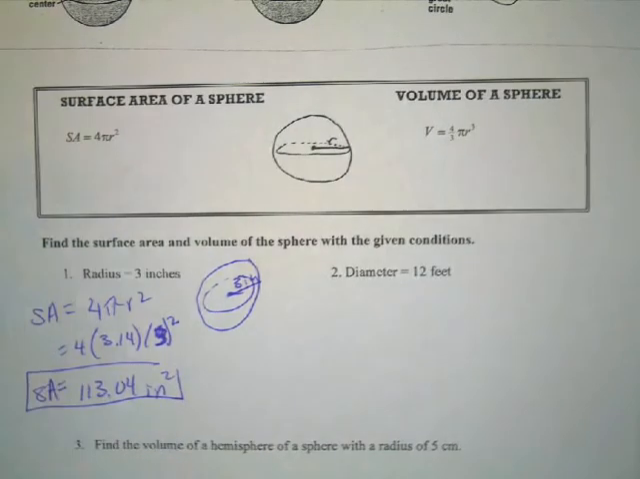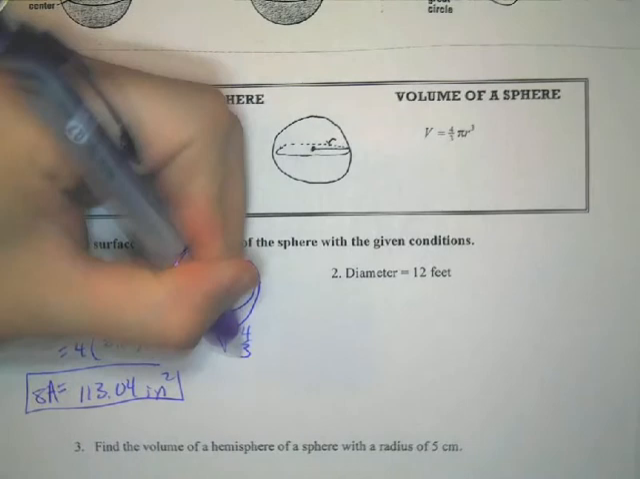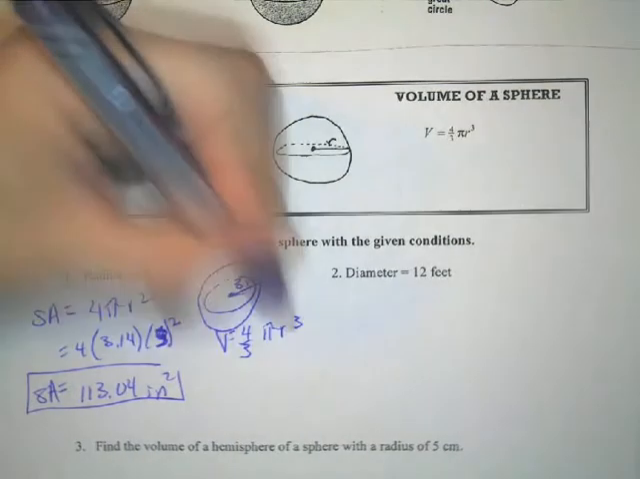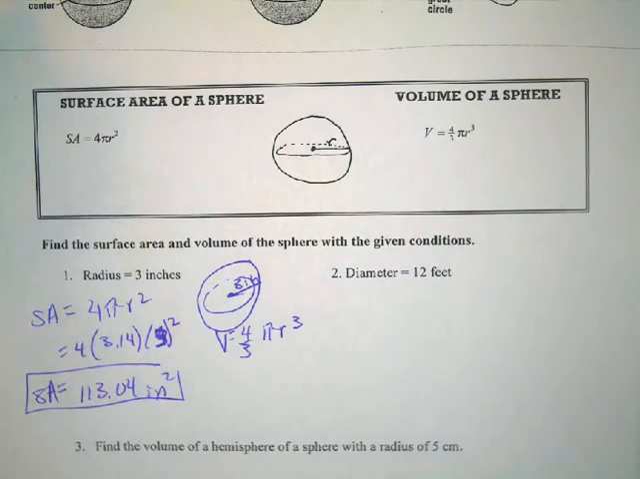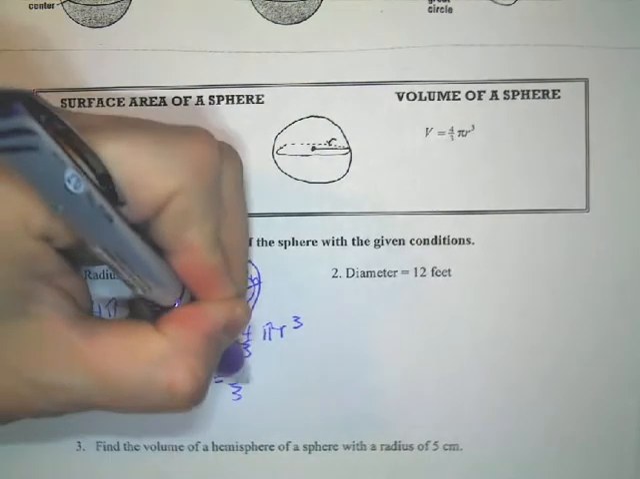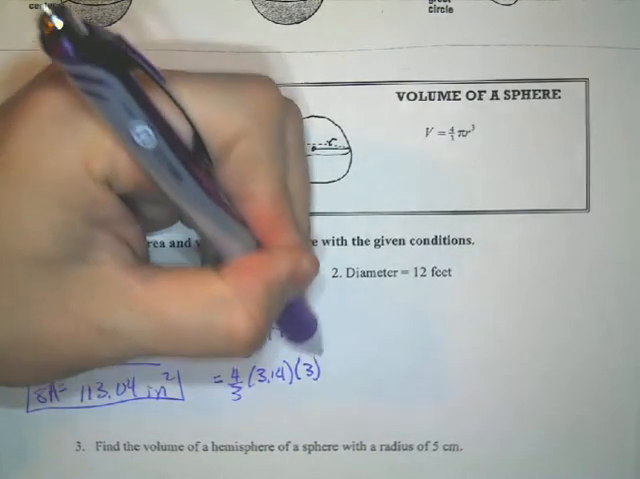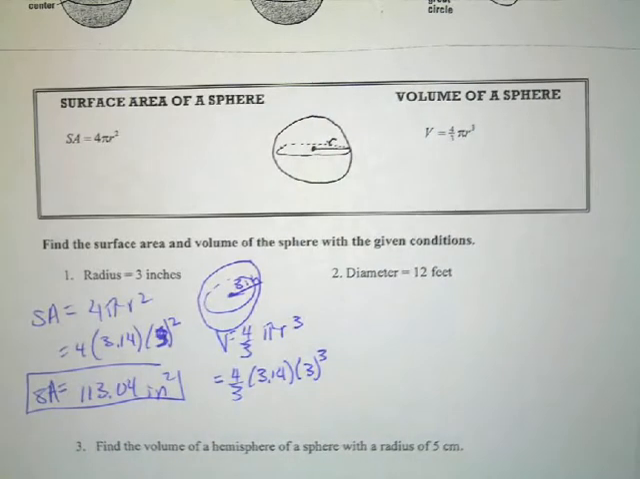And it's going to be a little difficult with the volume here. The volume is 4/3 pi r cubed. I'll give you a hint as to how I think you should put this in the calculator. Let's plug this in first. So we get 4/3 times 3.14 times the radius cubed.